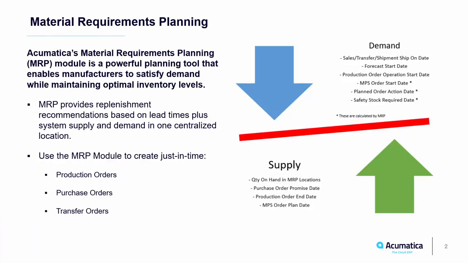Acumatica's Material Requirements Planning, or MRP module, is a powerful planning tool that enables manufacturers to satisfy demand while maintaining optimal inventory levels. The MRP module allows you to manage supply and demand in one centralized location.